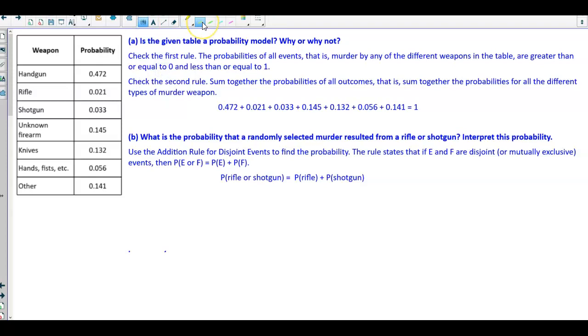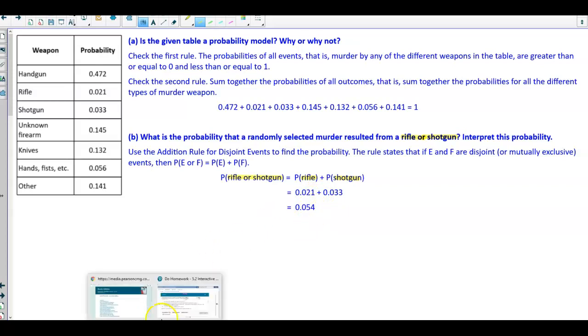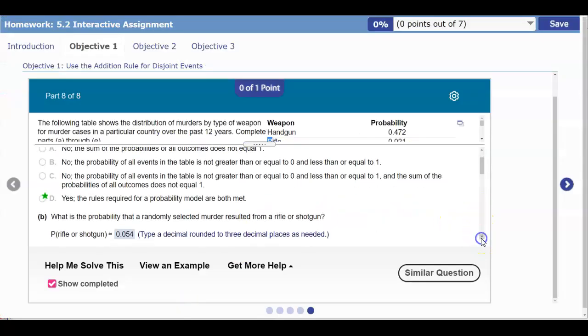So we need to find the probability of the rifle plus the probability of the shotgun. Looking at our probabilities, the probability of a rifle is 0.021 and the probability of a shotgun is 0.033. Now we're going to add them together to get 0.054. So our answer is going to be 0.054.